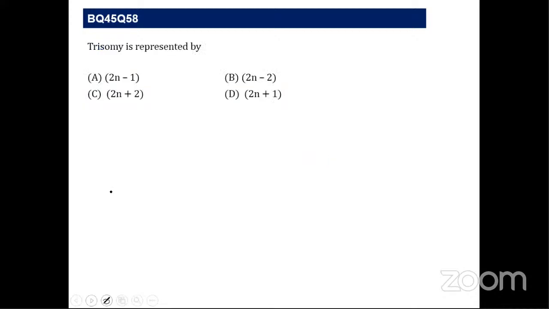All right, next question. Trisomy is represented by, how do we represent trisomy? Good, Kashish, very good. Yes, Darshini, correct answer. Good. Everybody put your answers in the chat box.